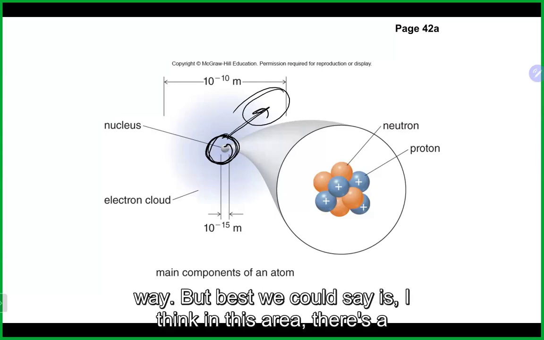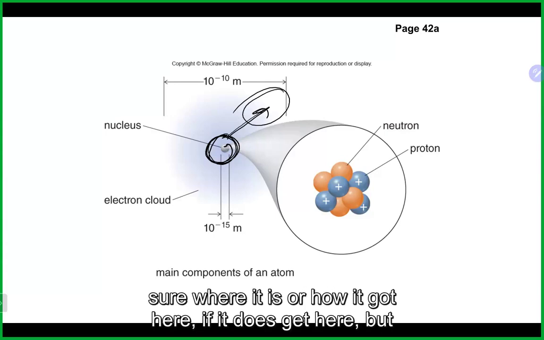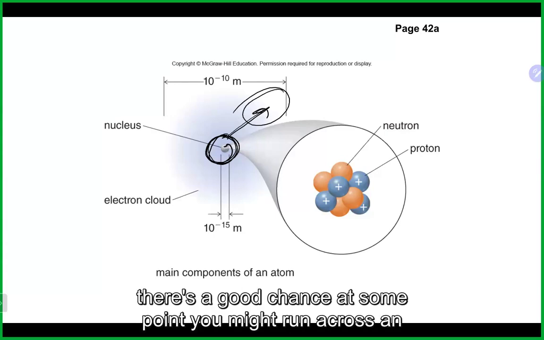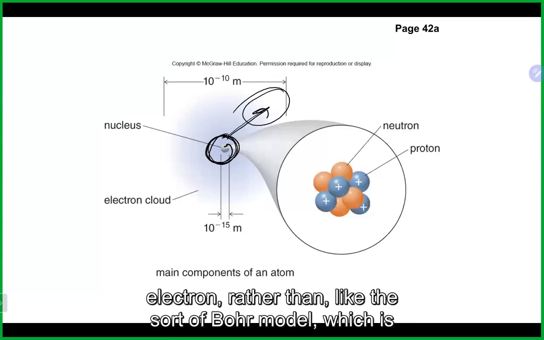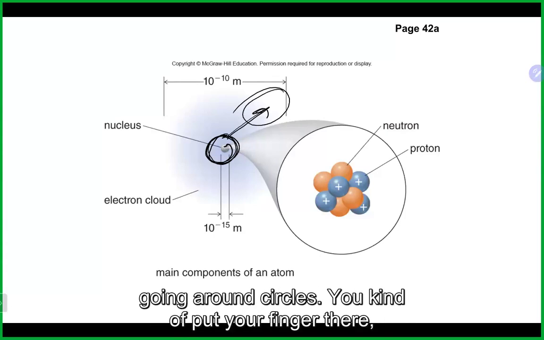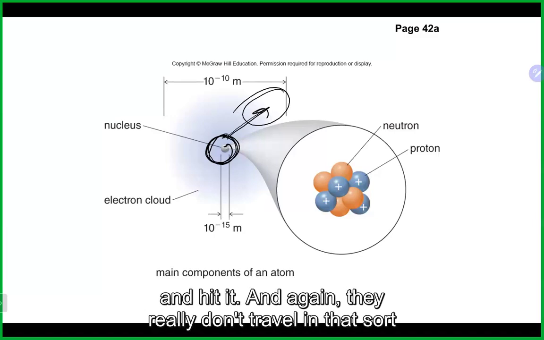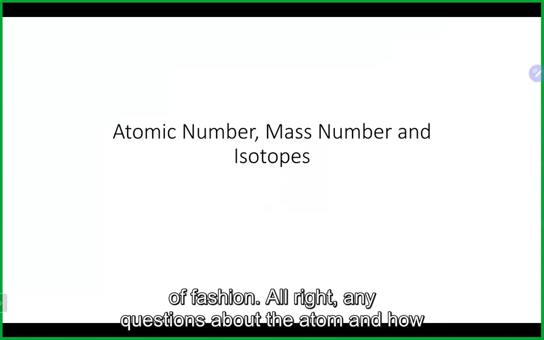But the best we could say is, I think in this area, there's a good chance of finding an electron, but I'm not really sure where it is or how it got here, if it does get here. There's a good chance at some point you might run across an electron, rather than the Bohr model, where it's in this orbit going around in circles. You put your finger there, eventually it'll come back around and hit it. And again, they really don't travel in that sort of fashion.